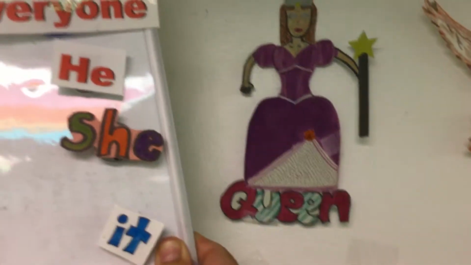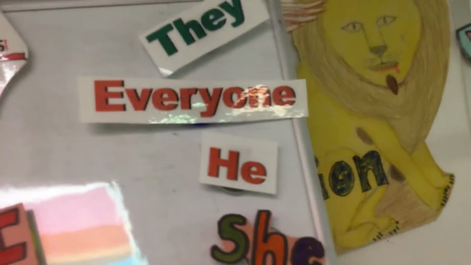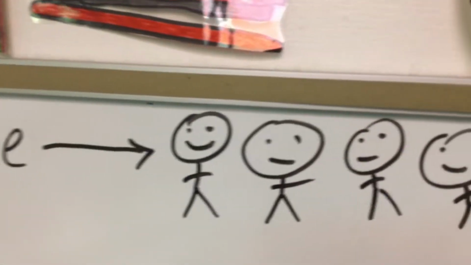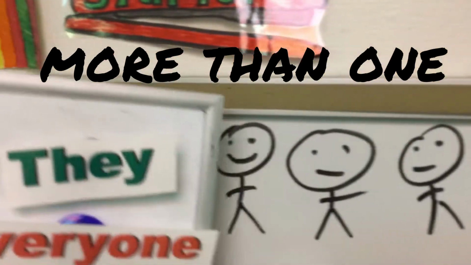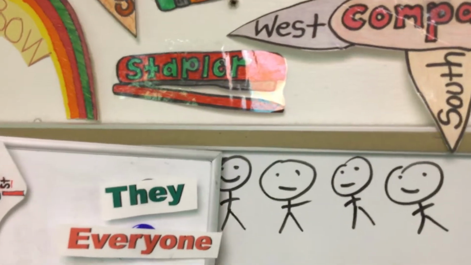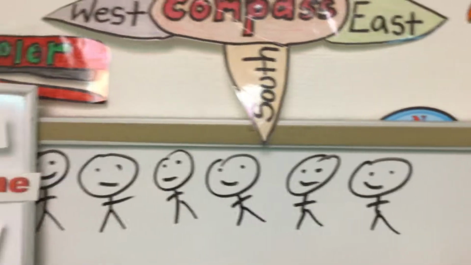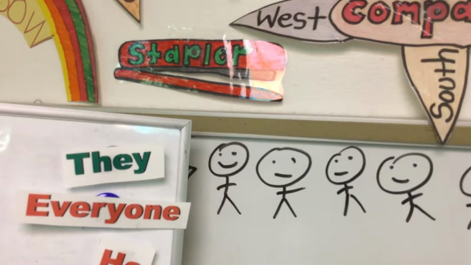She is a queen. What about a lion? This is a male lion, we can see, so it's a he. He is a lion. Again, when we talk about a group of people, but not you included in the group, we will say they or everyone. You're not in the group, it's other people. They or everyone. Everyone is going to class, or they are going to class.